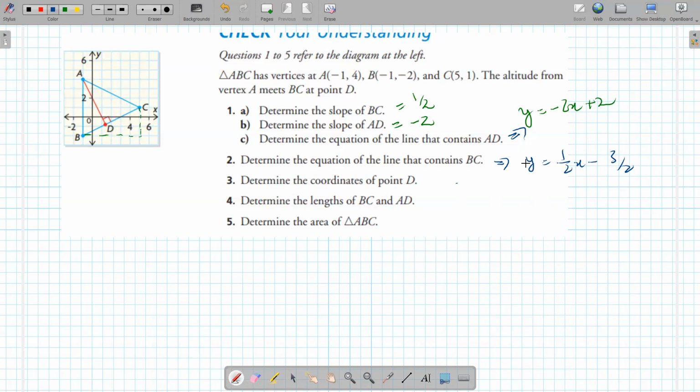You set the two equations equal to each other. Yeah, exactly. So look at this. This is for question 3. You're just going to set the first y equal to the second y like this. And then group like terms. -2 minus 1/2 is negative 2.5, which is negative 5 over 2. And negative 3 over 2 minus 2 is negative 5 over 2 as well.